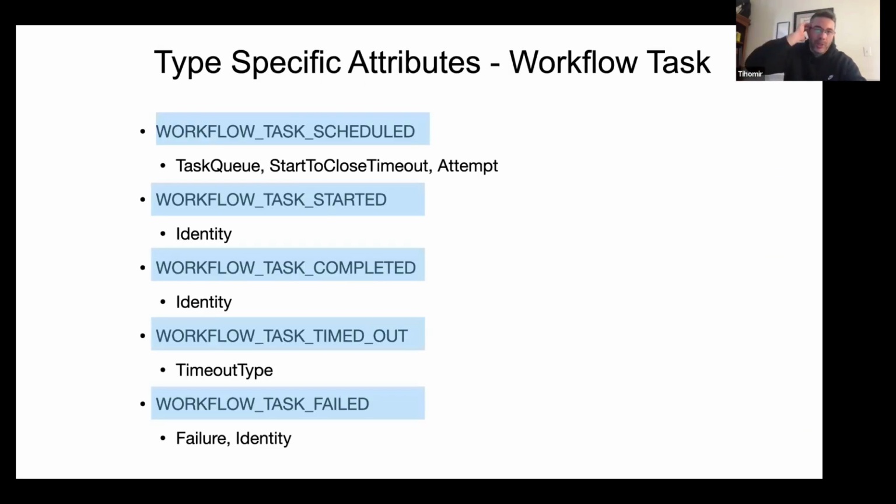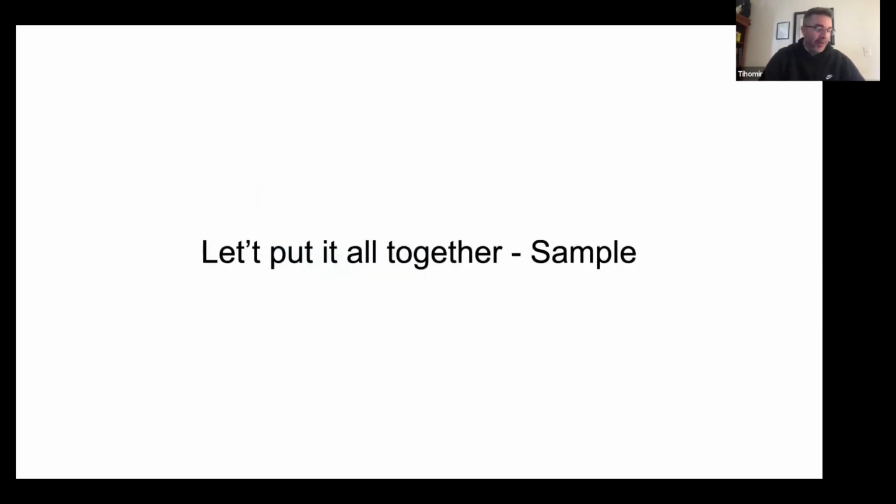So just to go real quick to complete the loop, we're almost done here. These are some workflow task specific events and their attributes. So we have scheduled, started, completed, timed out, and failed, where you can see the failure. For workflow task started, we said the important attribute is the identity, which will give you the identity of the worker that picked up this workflow task and started executing your code. All right, so we have 5 more minutes. I'm sorry, we're kind of running to the end, but let's now put it all together.